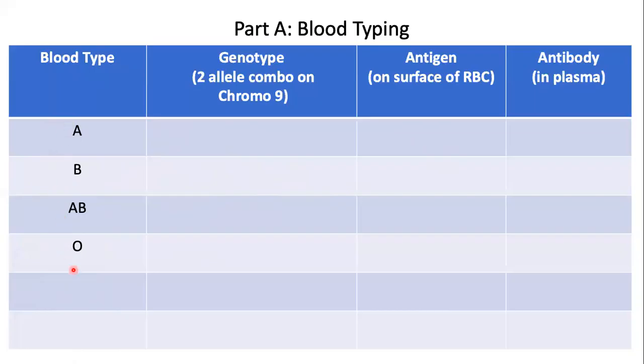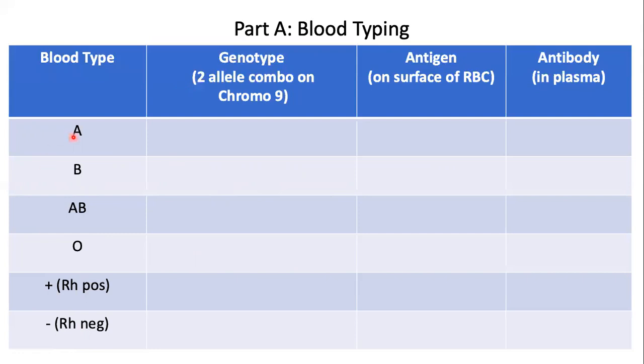Then what about your Rh factor? So we can be positive, right? That denotes that we're Rh positive, that we have the Rh factor. Or we could be negative. That denotes that we're Rh negative, that we don't have the Rh factor on the surface of our red blood cells. All right, let's go through the genotype, or the two allele combination, on chromosome 9.